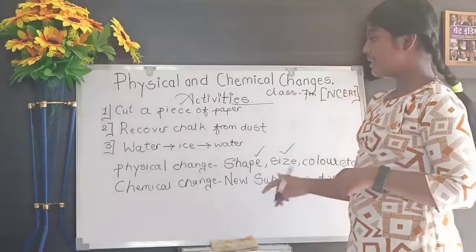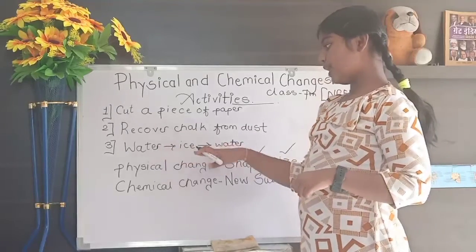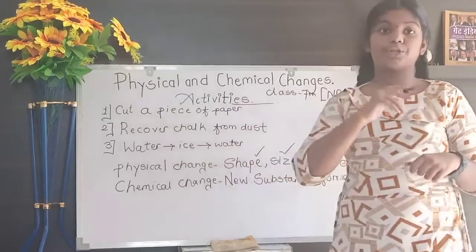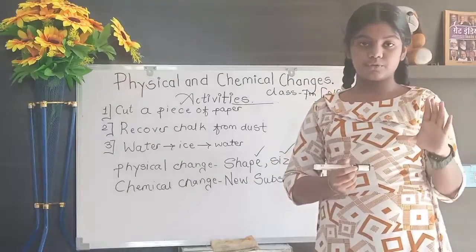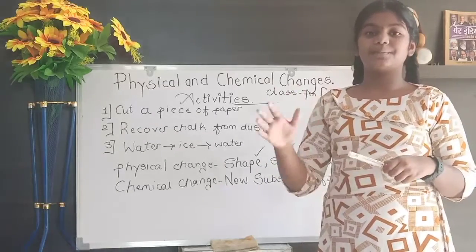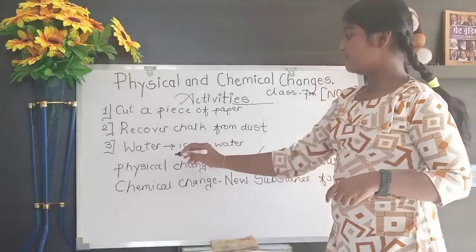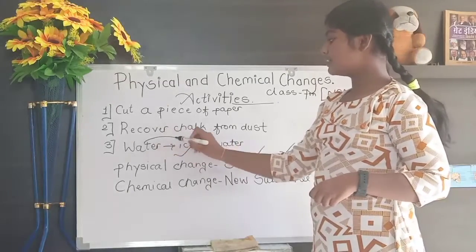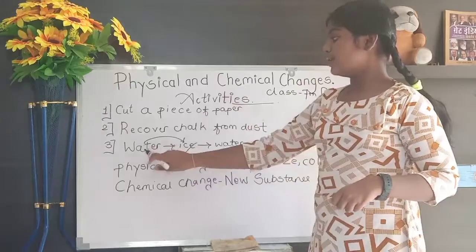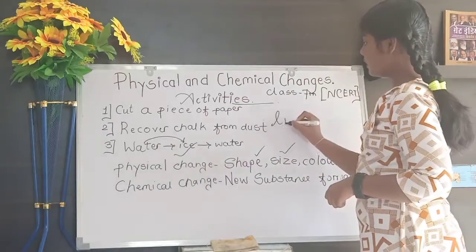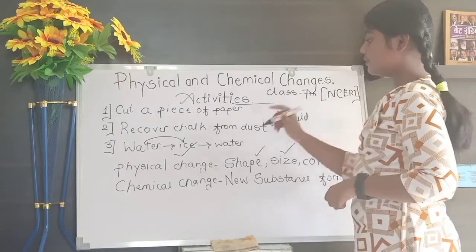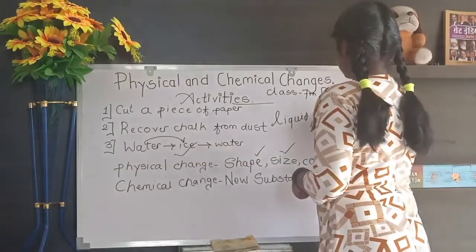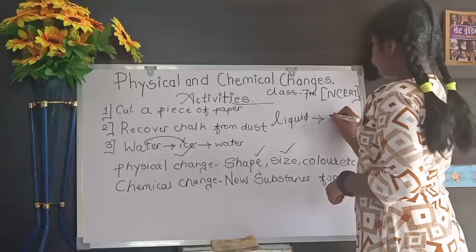Now the next thing is water into ice and ice into water. If we have a glass of water and keep it in the freezer, the water is converted into solid. So here water is liquid, and after that, if we freeze it, it will become solid.